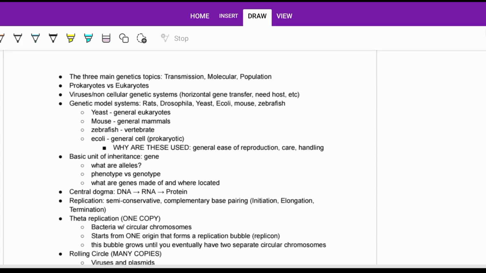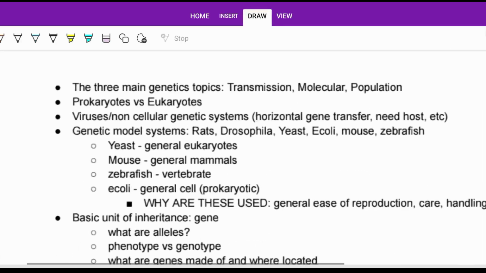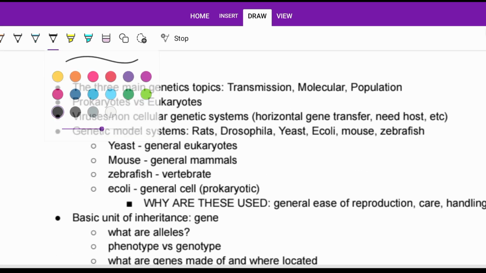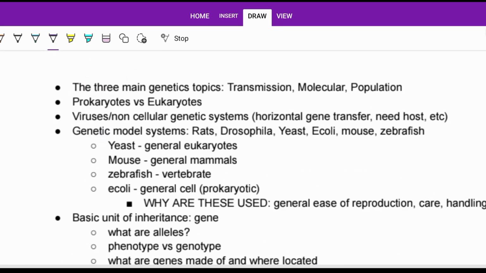Okay, so this is going to be a review of Unit 1 of genetics, and how about we just jump right into it? So, the first thing we are talking about is the three main topics of genetics. So, we have transmission genetics, which is basically studying how traits are inherited, and that's where you get Mendelian genetics and your Punnett squares. That's kind of like what your parent passes to your child, that sort of thing.